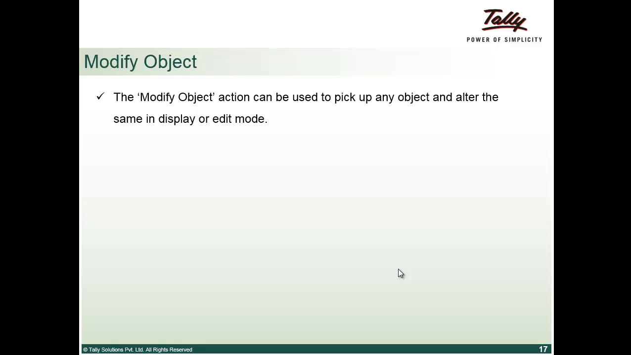For example, I want to alter the value of some ledger, cash. I want to alter the opening balance of my ledger cash. So in that case, I can use the action modify object. So this picks up any object that you have specified and alters the same. This can be used both in display and edit mode.